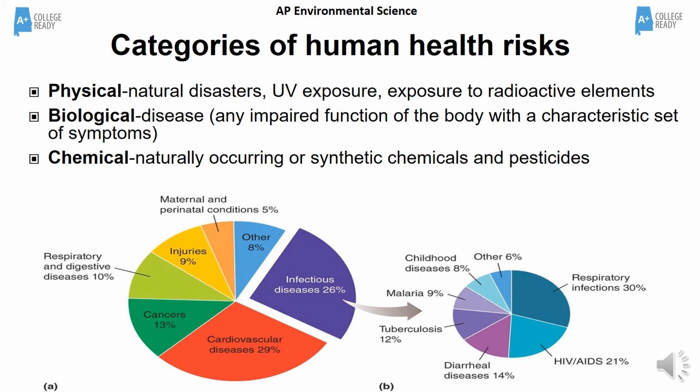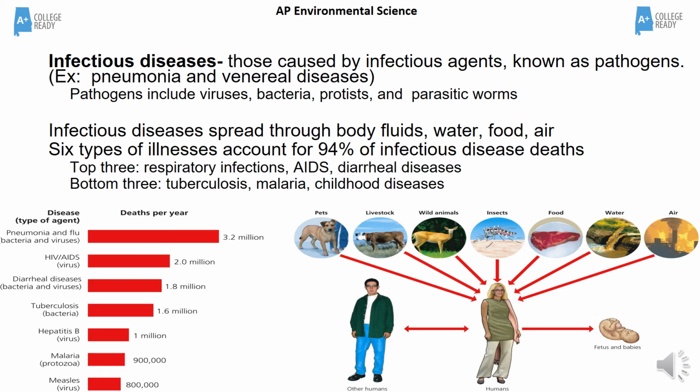There are three major categories of risks that can harm human health: physical, biological, and chemical. Biological risks are associated with disease, a disease being any impaired function of the body with a characteristic set of symptoms. Biological risks cause the most human deaths, more than percentage of all world deaths.